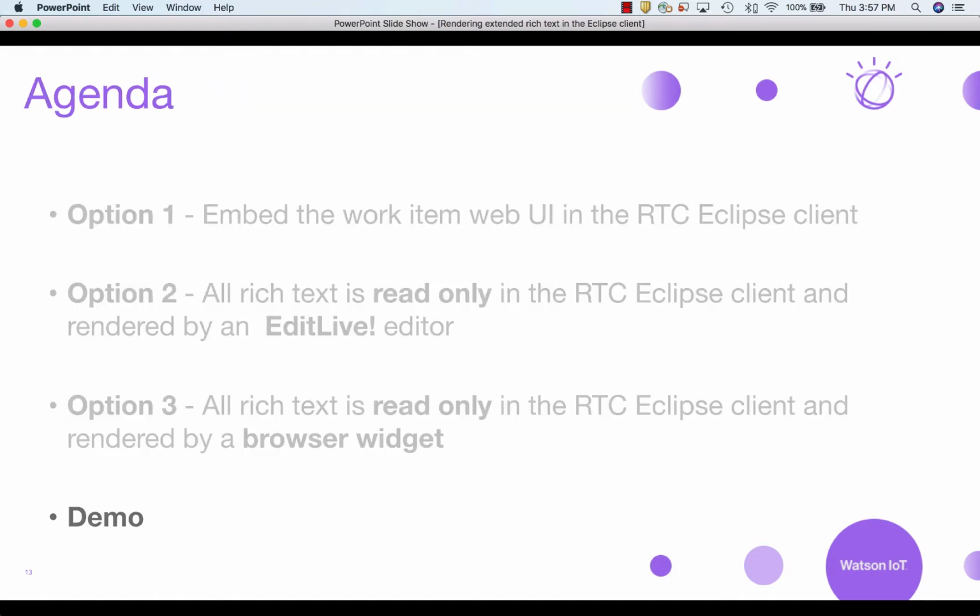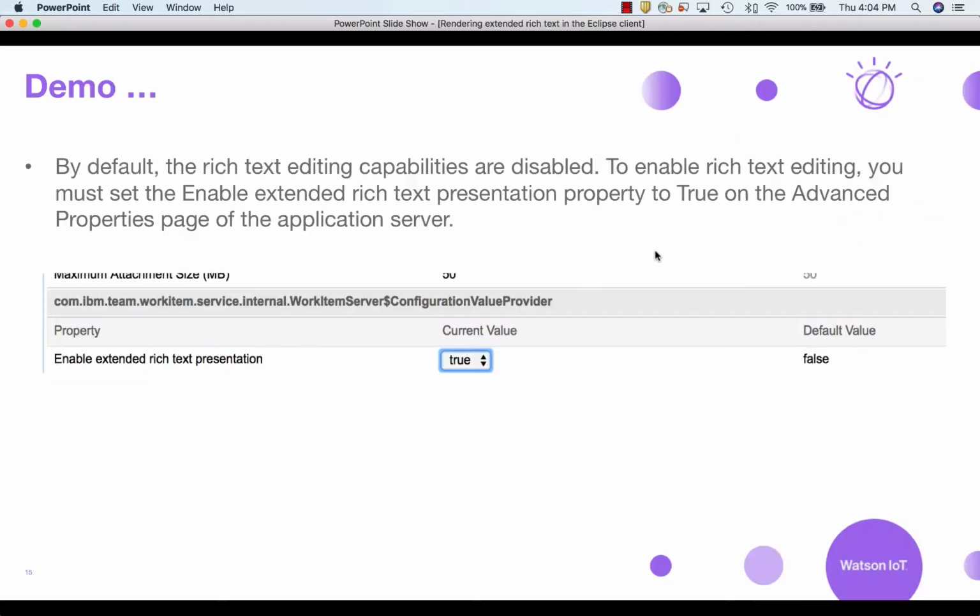Now let's take a quick look at how that looks like. So the first thing I would like to mention is about this advanced server property. By default, the rich text editing capabilities are disabled. To enable rich text editing, you must set the enable extended rich text presentation property to true on the advanced property page of the application server.